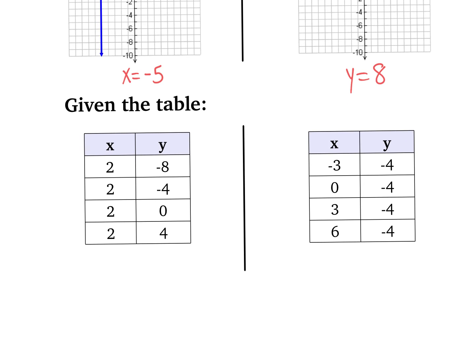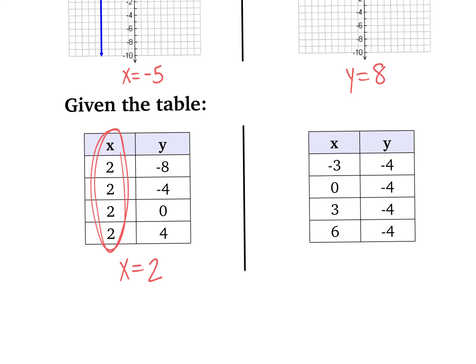And then finally, if you're given a table, we talked about 2 ways of doing the table. First would be if you notice right away that one of your values is not changing. That's going to be whatever value isn't changing. So this would be x and the value that it's staying. So x equals 2 here.